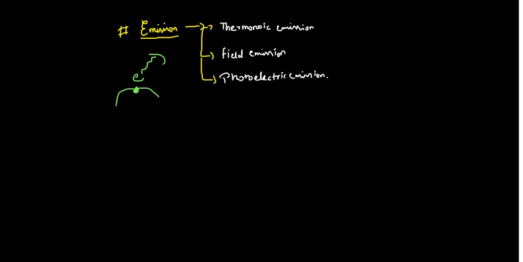So what kinds of emissions do we have? We have thermionic emission, field emission, and photoelectric emission. The photoelectric one we have seen a little bit about already. So let's quickly finish up these things and let's start with thermionic emission. What do we mean by thermionic emission?